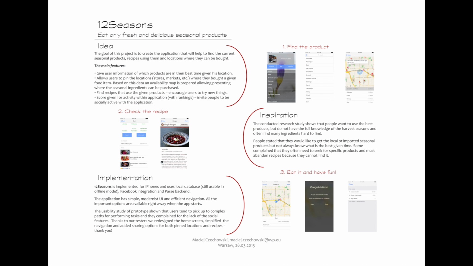Hi, this is Maciej Rzechowski from Poland, and I will present you the application called 12 Seasons, developed during the Building Mobile Experiences course. 12 Seasons is an application for finding the best seasonal products available right now, where to find them nearby, and what they can be used for.